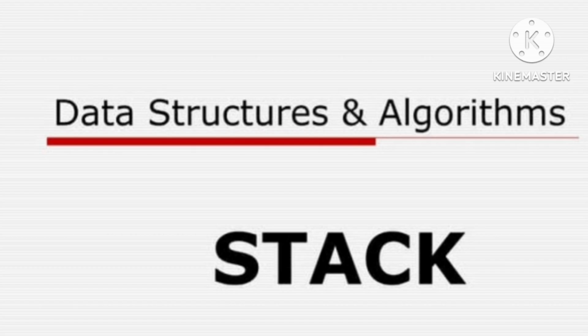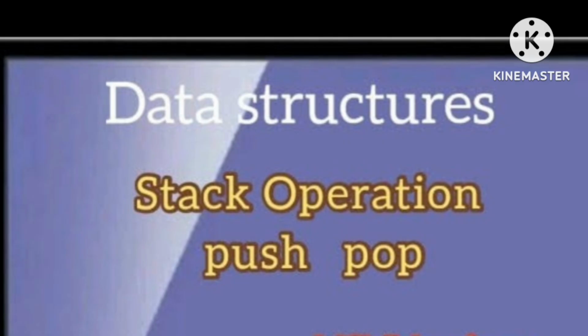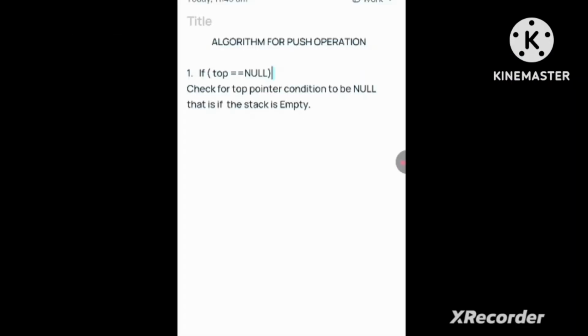Now let us start with understanding the concept of the algorithm of the push operation using a linked list. So this is the algorithm. Now we will understand how each step is performed. In the first step, we have to check the condition whether the stack is empty. For that, we have to check that the top pointer is null.